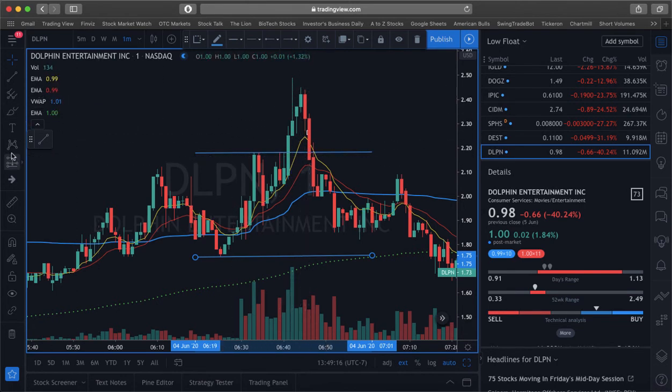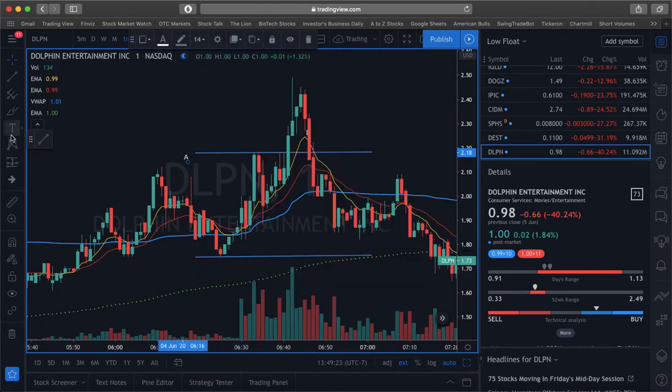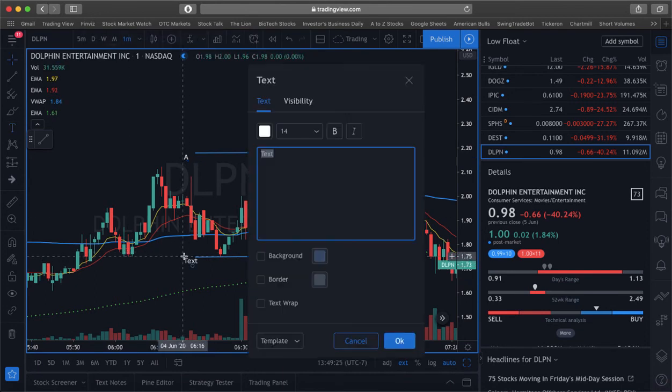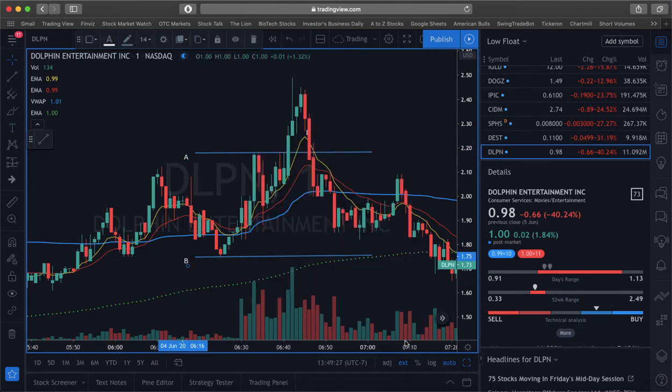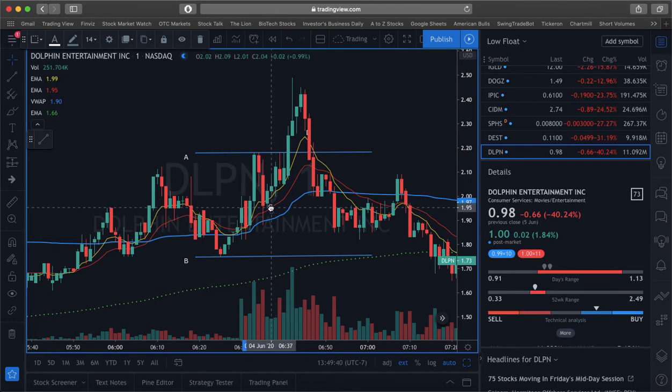So here is where we have our A, or the high of the day. Here is where we have our B, which is the low of the day. Once that's established, we want to be looking for our C, or our entry. And in this case, we see this pullback to the 9 EMA, which we're going to establish as the C. And this essentially becomes our entry, right on this candle.